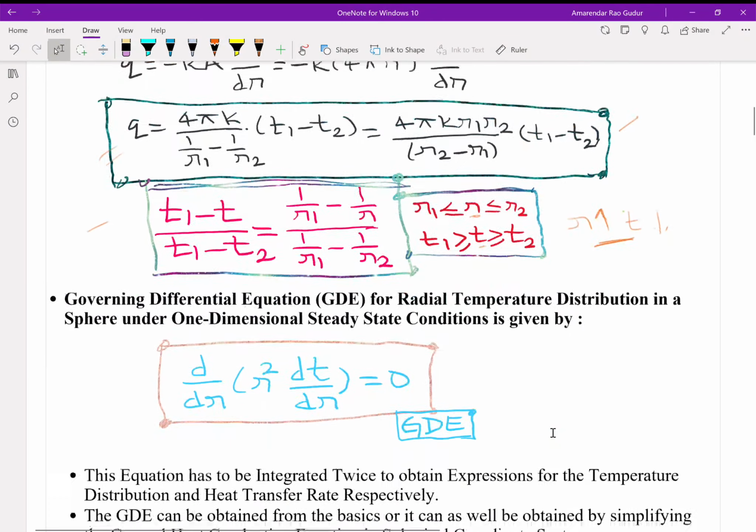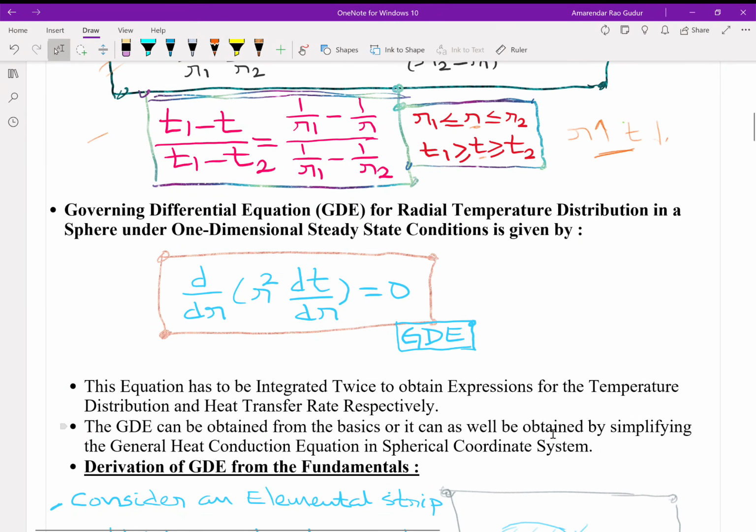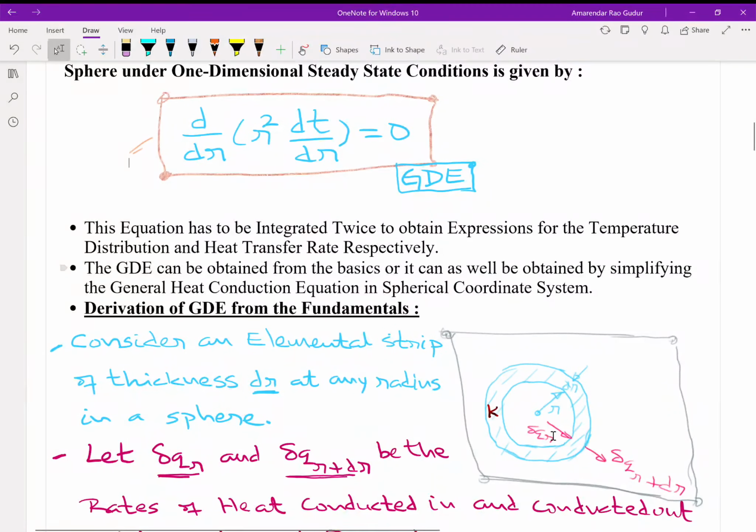Then we can as well use the governing differential equation to achieve the same objectives. And we can show that the governing differential equation in a sphere under 1D steady state conditions is given by d by dr of (r square dT by dr) is equal to 0. And this equation has to be integrated 2 times to obtain the expressions for the temperature distribution and the heat transfer rate respectively using the same boundary conditions.